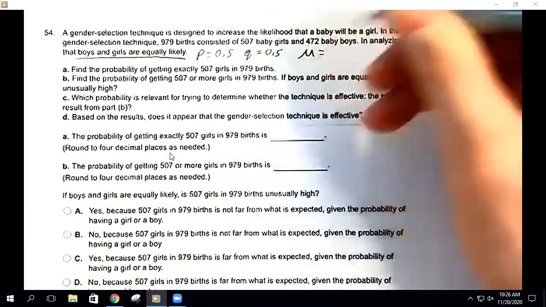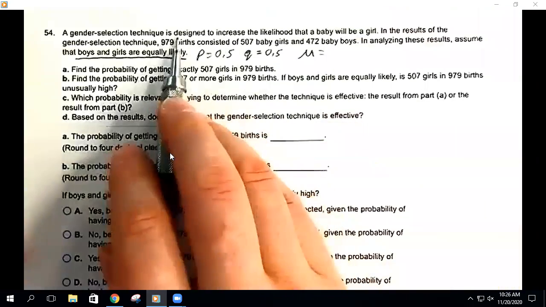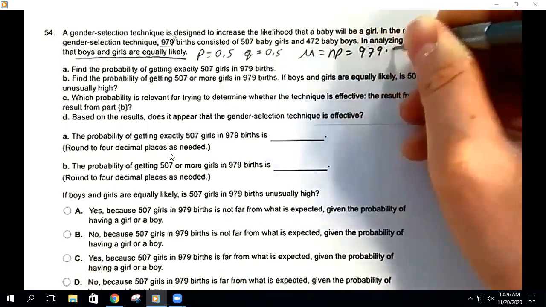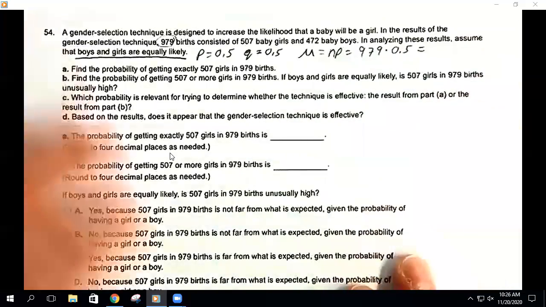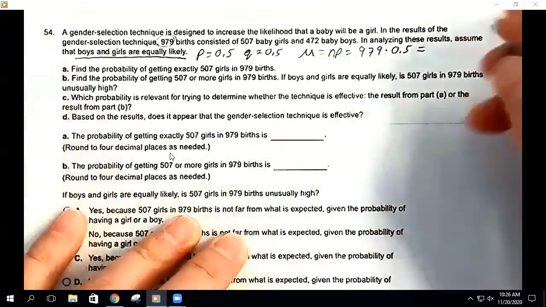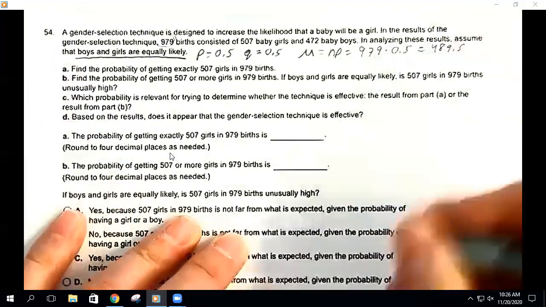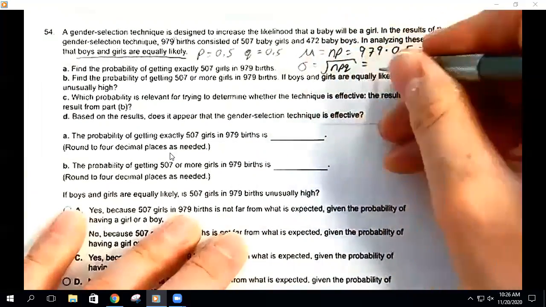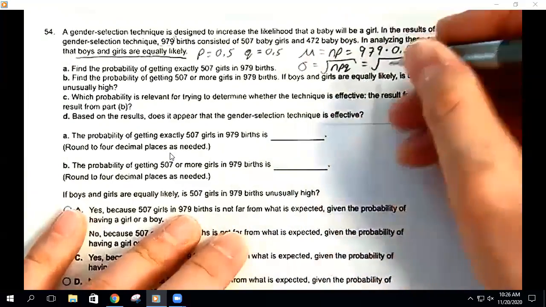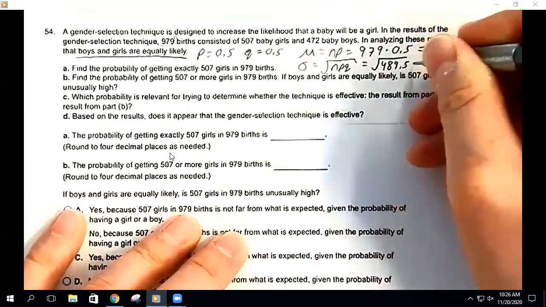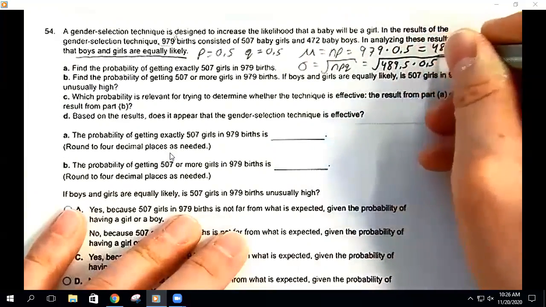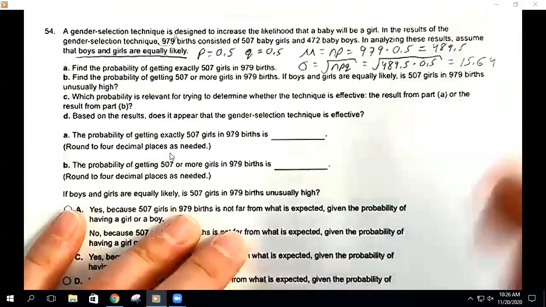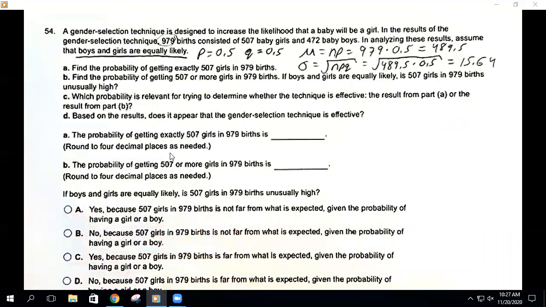So to find the expected number of girls, or the mean number of girls, we would take N, which is 979, times P, which is 0.5, and we would expect 489.5 girls. The standard deviation is equal to the square root of NPQ. We just found NP, so we can plug that number in there. 489.5 times Q, which is another 0.5. Take a square root, and we'll get 15.64 standard deviation on the births of girls.